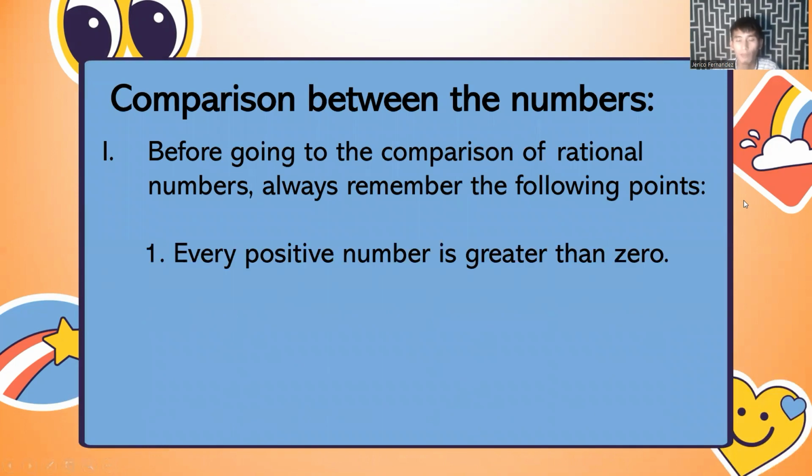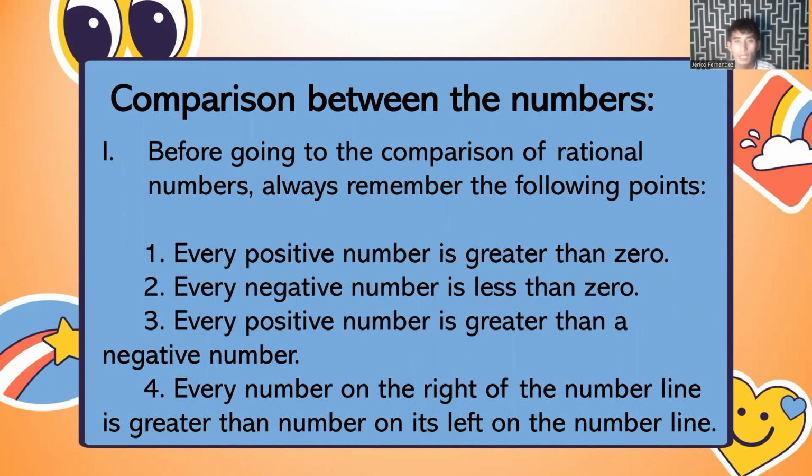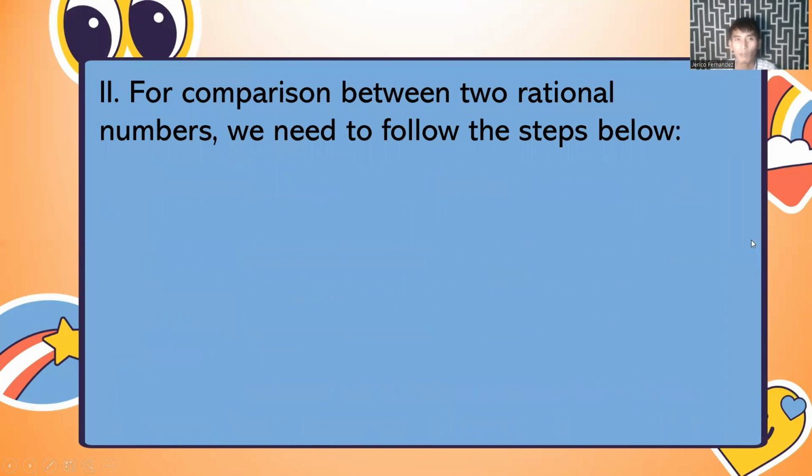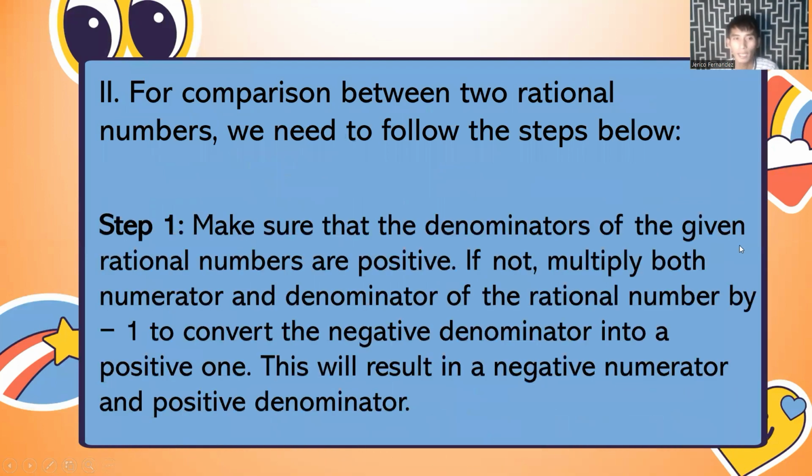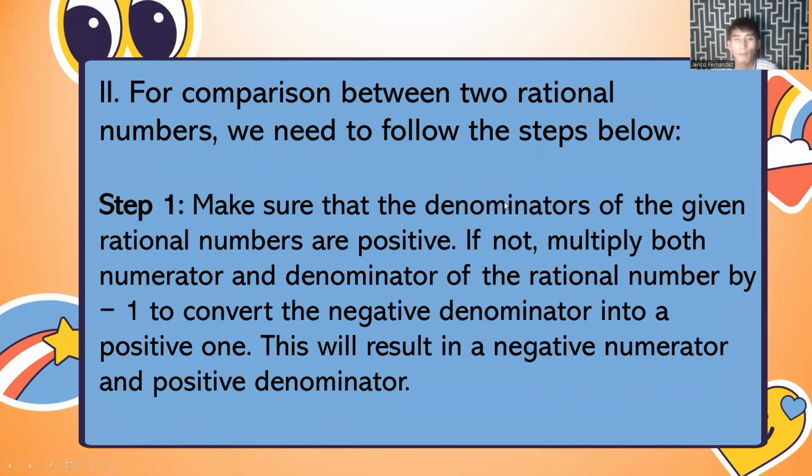So, before going to the comparison of rational numbers, ito yung mga kailangan nating tandaan. Okay, read this and kailangan tandaan natin to. Okay? Now, for comparison between two rational numbers, we need to follow the following steps. First one, make sure that the denominators of the given rational numbers are positive. If not, multiply both numerator and denominator of the rational number by -1 to convert the negative denominator into a positive one. This will result in a negative numerator and a positive denominator.